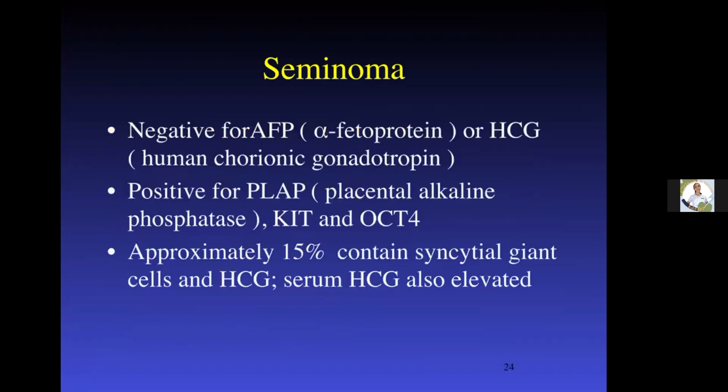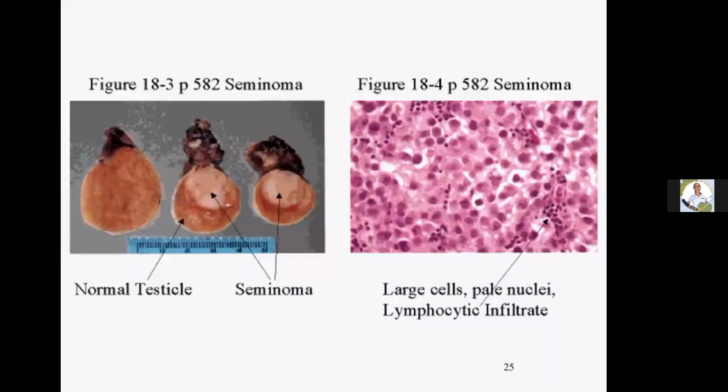So these tumors are negative for alpha-fetoprotein and human chorionic gonadotropin. They are positive for PLAP or placental alkaline phosphatase, KIT, and OCT4. Approximately 15% contain syncytial giant cells and HCG. That's why your serum HCG may also be elevated.